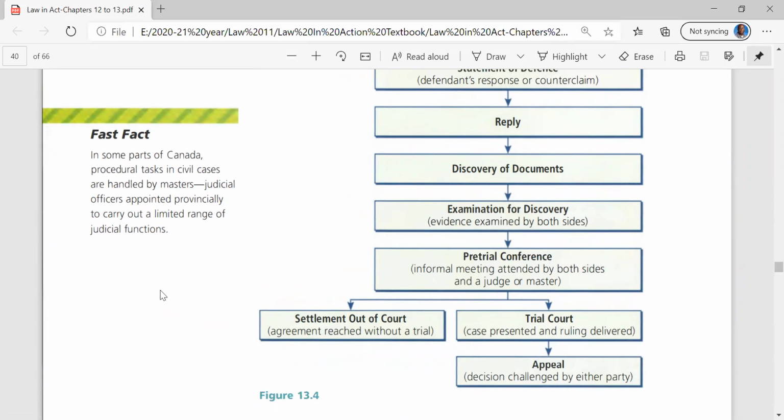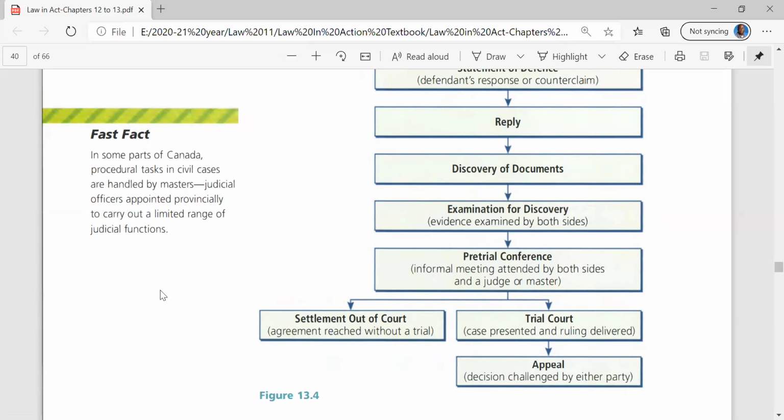So you have two options. You both agree to settle, you're done, you move on. Then you have trial by court, case presented and ruling delivered. So you go through the court procedures, you have evidence and you have witnesses, you have all those things you need in the court procedure, and the judge or jury makes a decision.